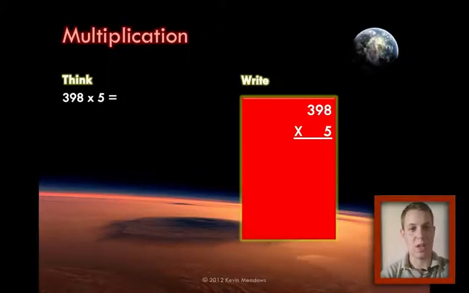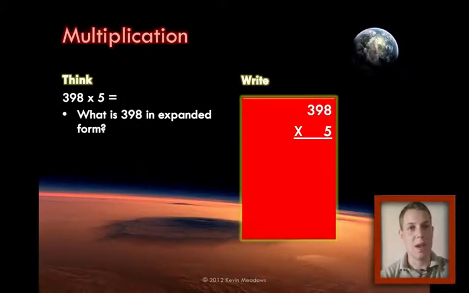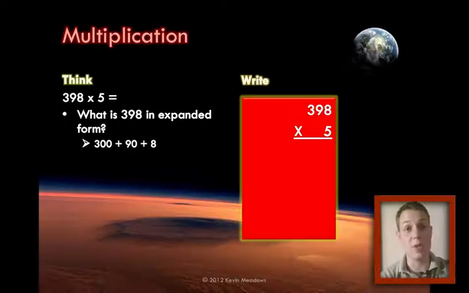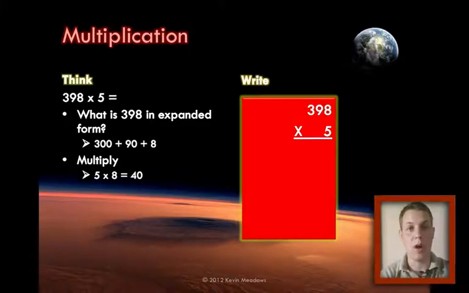Okay? So, next step. What is 398 in expanded form? Now, when you're first starting, you should probably write this down, but as you get better, you can just keep it in your head. Okay? Well, 398 in expanded form is 300 plus 90 plus 8. Once we have that in our head, what we're going to do is multiply the 5 times those three numbers, times the 300 plus the 90 times the 8. Okay? So, step 1, 5 times 8 is 40.